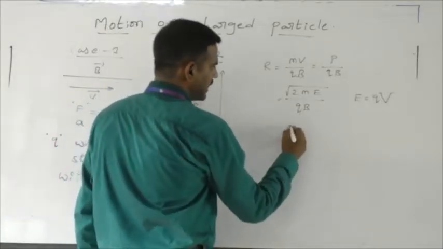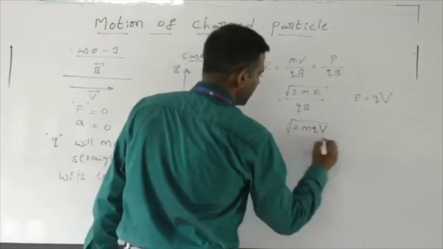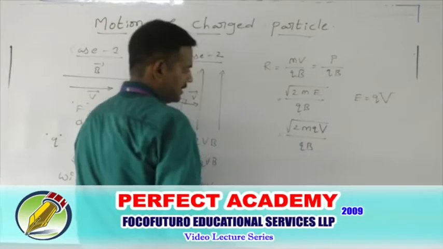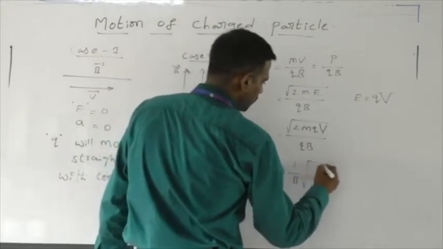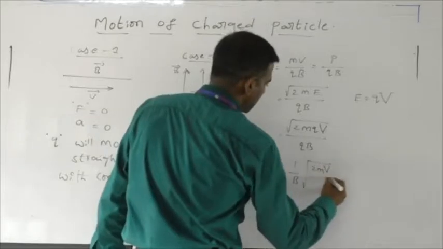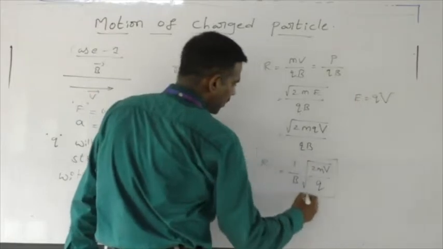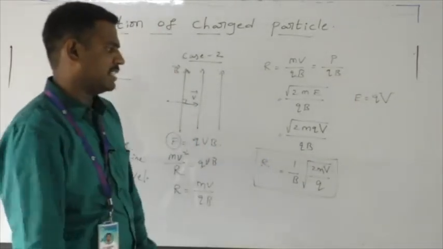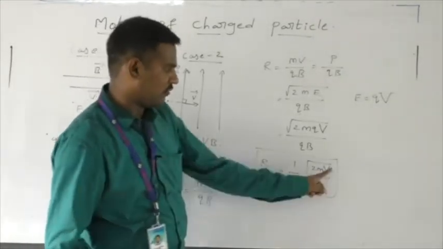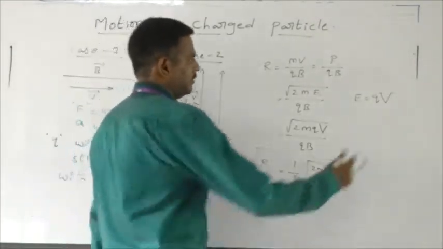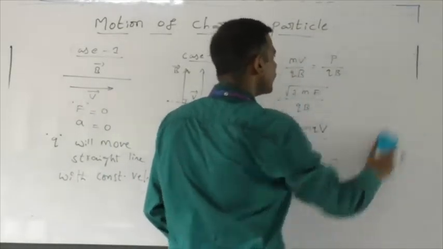So here I can also write 2m times qV divided by q into capital V, and this will give me the result 1 by V times under root 2mV divided by q. This is going to be the radius of a circular path for a charged particle which is entering into the magnetic field after accelerating through a potential of V volt. Well, and let us try to find out what is the time period?